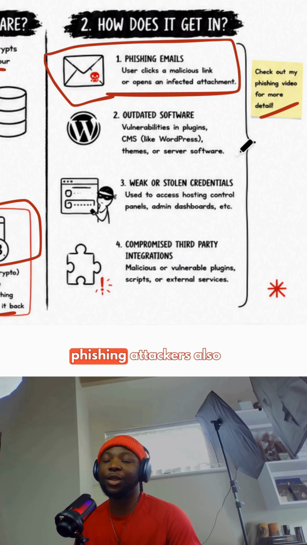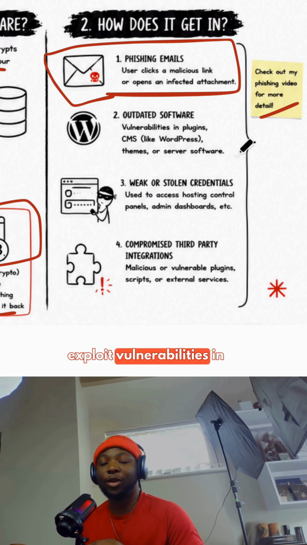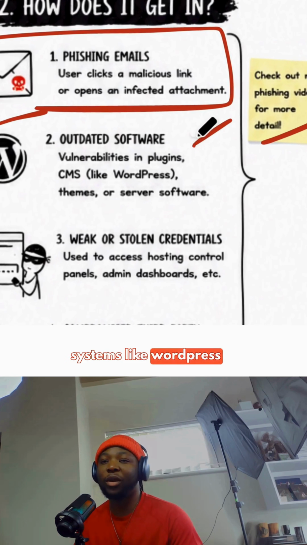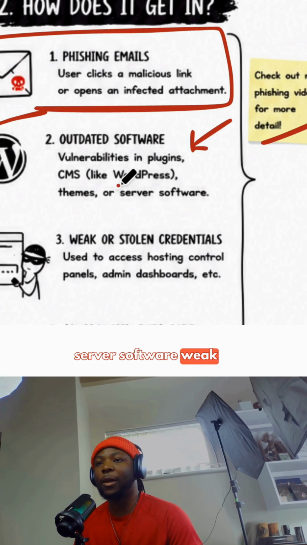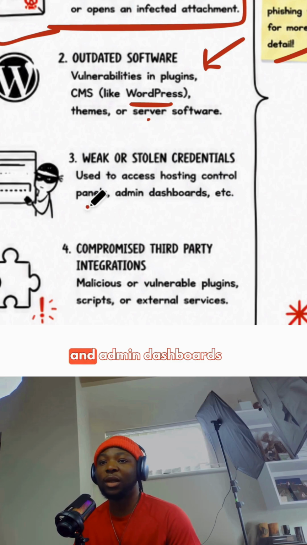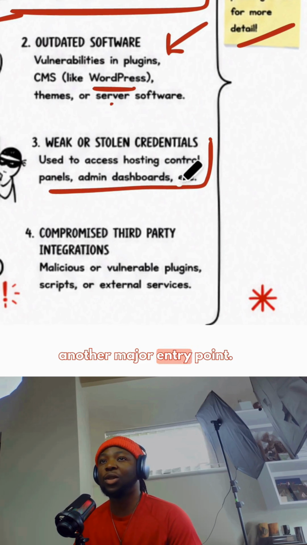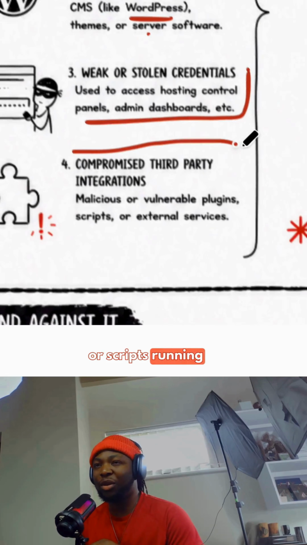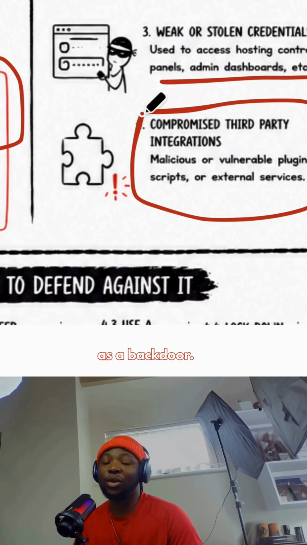Beyond phishing, attackers also exploit vulnerabilities in outdated website plugins, content management systems like WordPress, or unpatched server software. Weak or stolen credentials used to access hosting control panels and admin dashboards are also another major entry point. And compromised third-party integrations, things like plugins or scripts running on your site, can also be used as a backdoor.